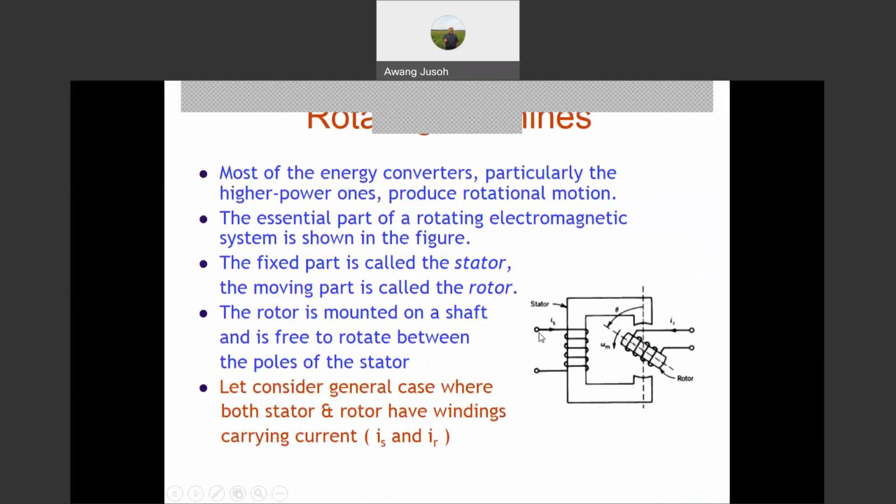So we can have current in the stator winding, which we call IS, which is the stationary part, and we have current in the secondary part, which is IR, right? This is a basic diagram that we can use to explain the doubly excited system, where theta is the angle between the stator magnetic axis and the rotor magnetic axis, and omega represents the angular velocity of the rotor speed, in radians per second.